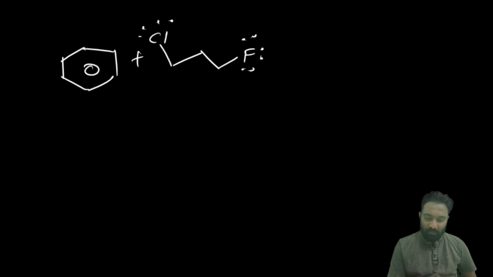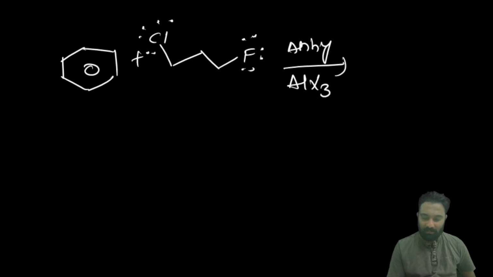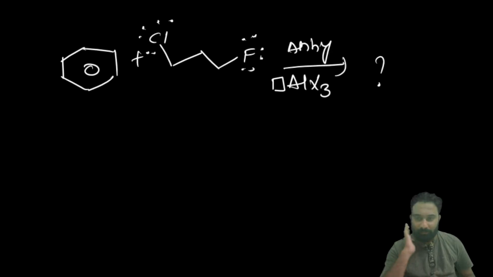Right. Now suppose chlorine and fluorine are given in the presence of anhydrous AlX3. What is the compound's IUPAC name?